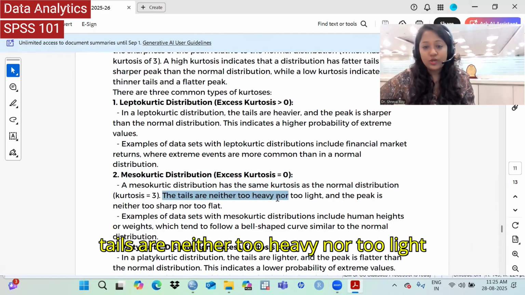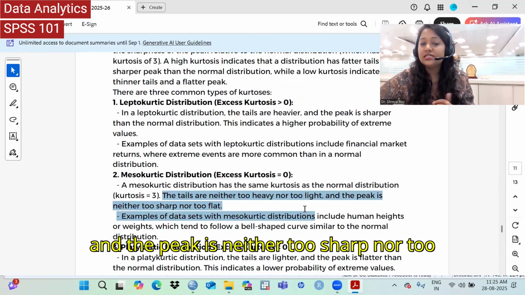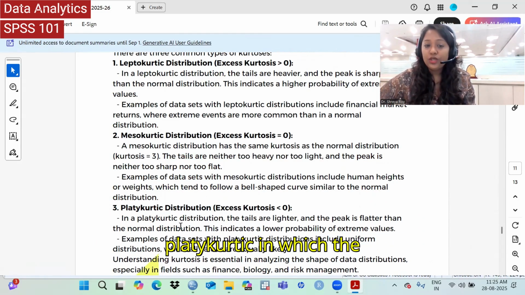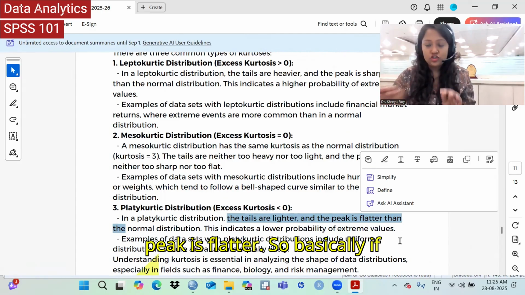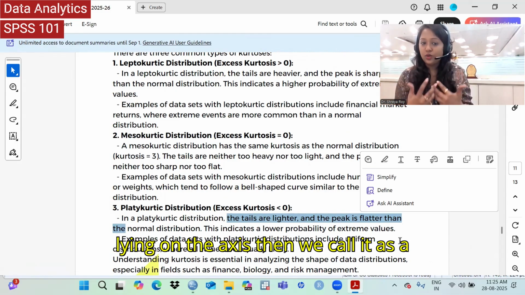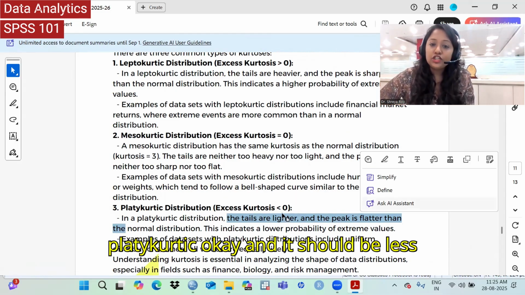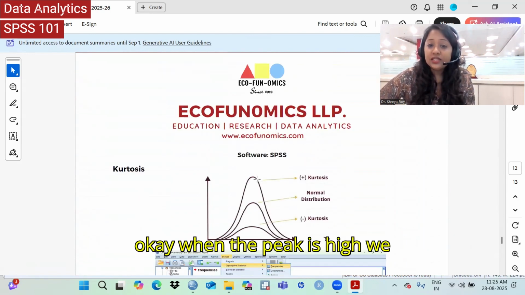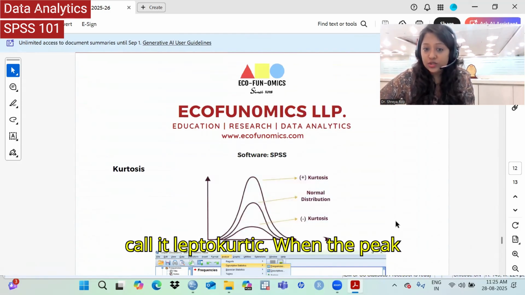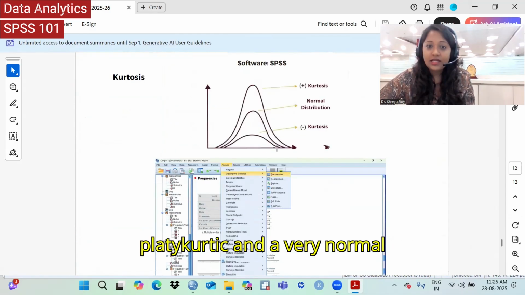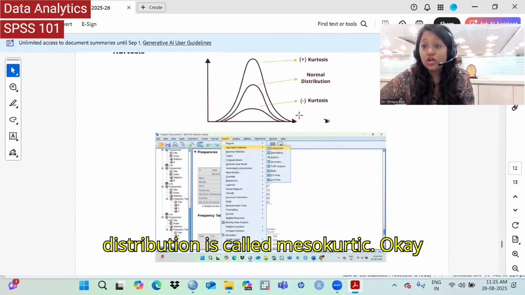The tails are neither too heavy nor too light, and the peak is neither too sharp nor too flat. On the other hand, we have platykurtic, in which the tails are lighter and the peak is flatter. So basically, if it is something like this, more flat and lying on the axis, then we call it a platykurtic. Okay, and it should be less than 0. Let's take a look quickly. Okay, when the peak is high, we call it leptokurtic. When the peak is flat, we call it platykurtic. And a very normal distribution is called mesokurtic.